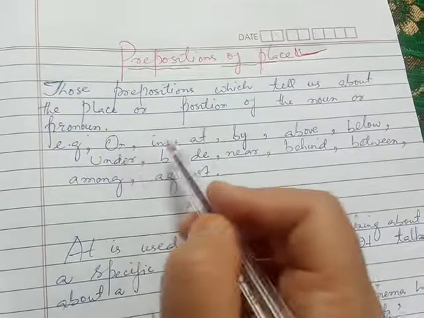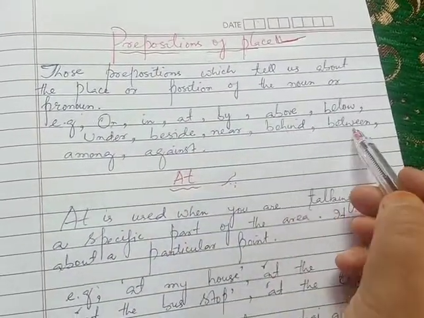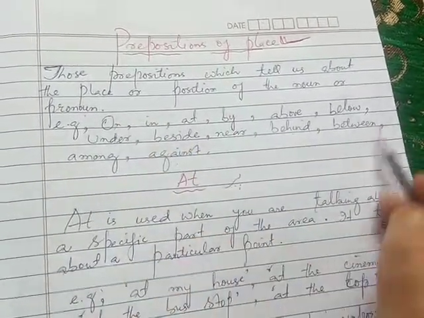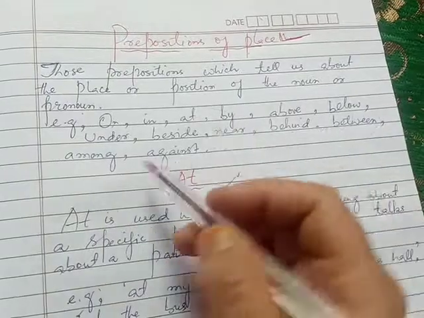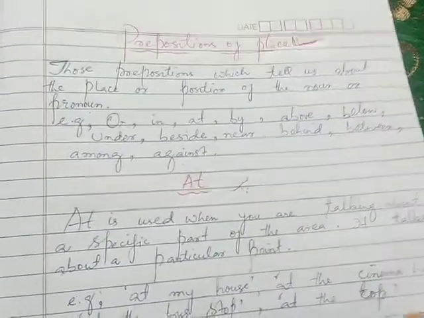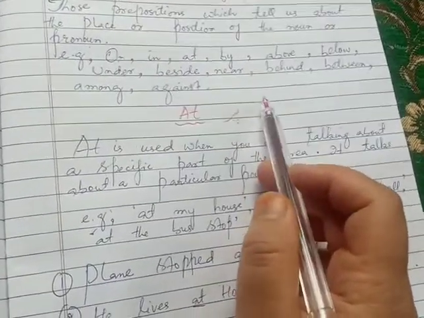For example, on, in, at, by, above, below, under, beside, near, behind, between, among, and against. These are all prepositions of place because these prepositions tell us about the place or position of the noun or pronoun. Now let us discuss these prepositions one by one.